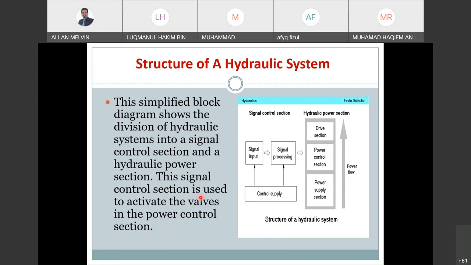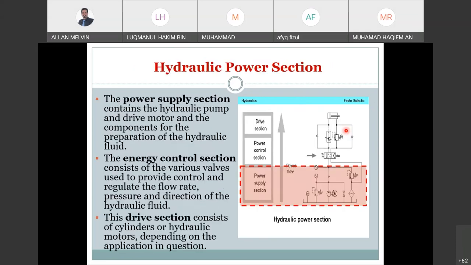Maybe since you like 5 to 6 chapters, you're already familiar with pneumatic, so maybe it will take some time for you to adjust to hydraulic system and its design and also the simulation. But if you follow closely, you surely can differentiate between. So there are some things that you need to change, so you will know. Okay, so hydraulic power section we will see one by one.